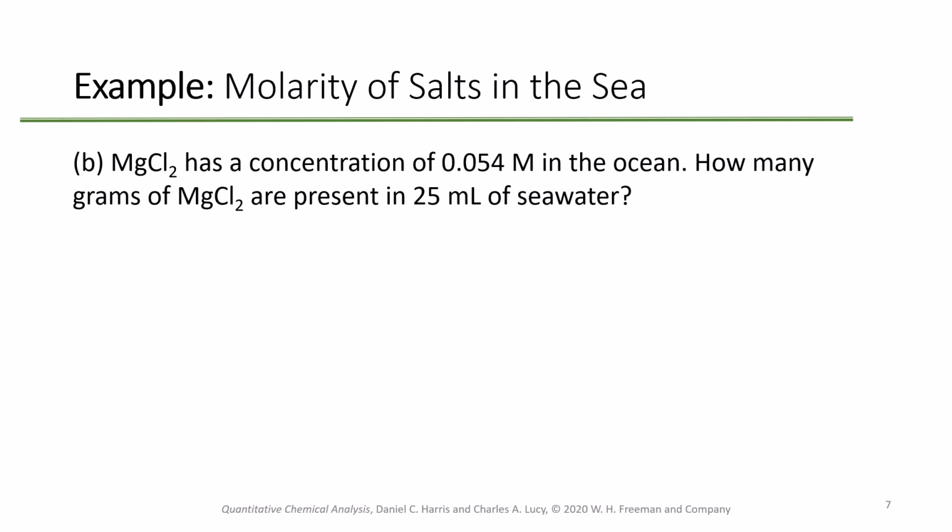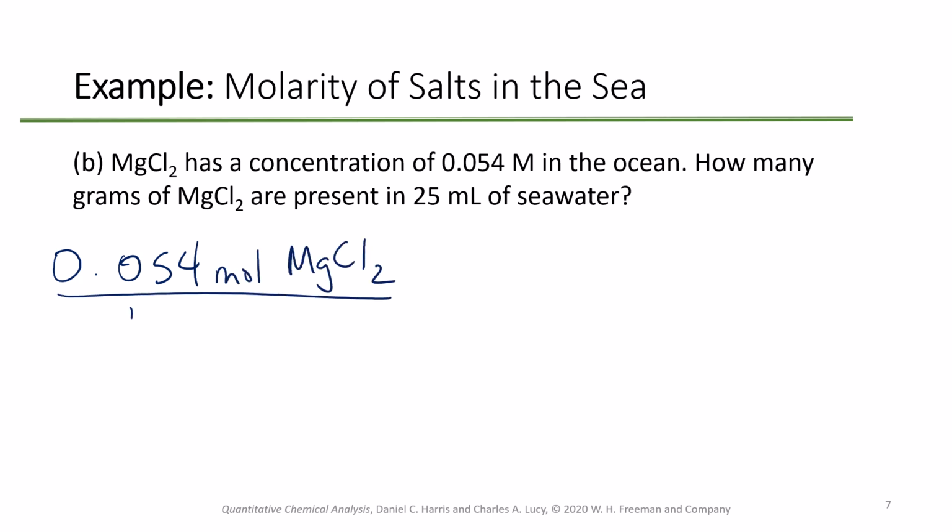Letter B says magnesium chloride has a concentration of 0.054 molar in the ocean. How many grams of magnesium chloride are present in 25 milliliters of seawater? So it looks like we're going backwards on this one. We're starting with concentration and we're trying to get rid of some part of it to be left with grams. So it's literally the same problem, but in reverse. Typically when I see a capital M, I do not leave it in the problem, because if I can't see the units that are in there, I can't make conversions to help answer. So I will always write the moles of solute, in this case magnesium chloride, divided by liters of solution.